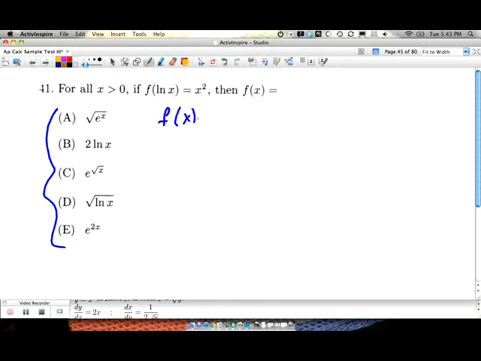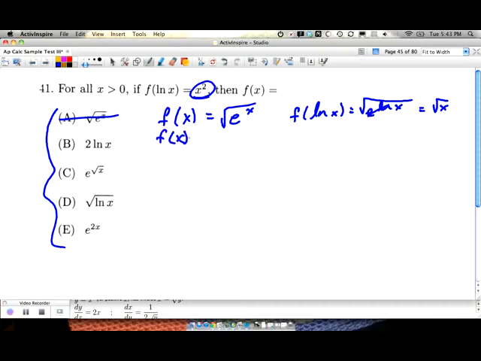Let's say that f of x was e to the x, square rooted. Then if we were to plug in natural log into that, f of natural log of x is going to be the square root of e to the natural log of x. And e to the natural log is going to reduce, and then we've got square root of x. Well, that's not what we need. We need x squared. So this one is out. Then we go to the next one.